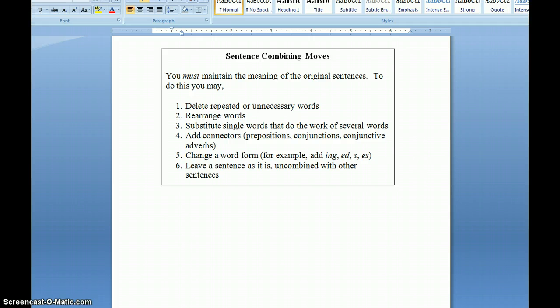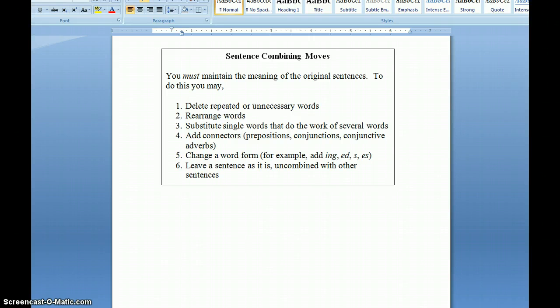Here is what you can do. Number 1, you can delete repeated or unnecessary words. Number 2, you can rearrange words. 3, you can substitute single words that do the work of several words. So use one word instead of two.